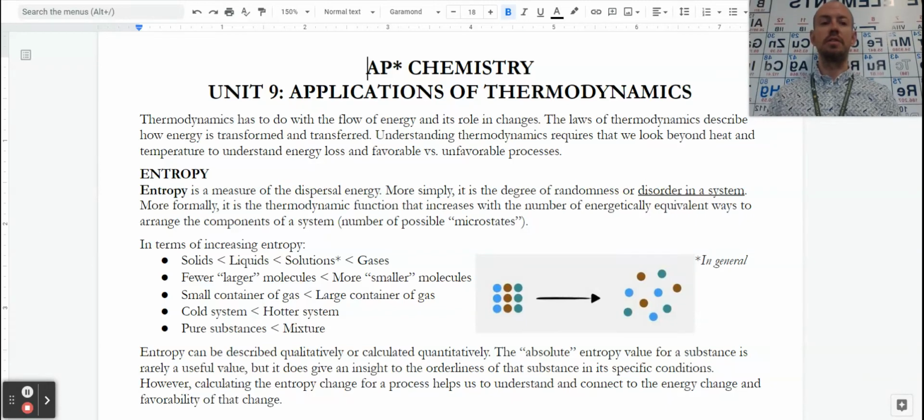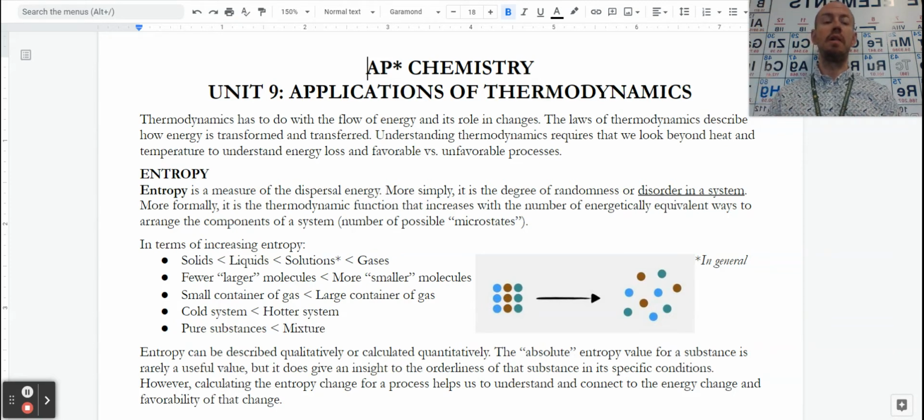This last unit talks about the ways that we can apply the laws of thermodynamics to understanding chemical reactions in different ways. So, thermodynamics is all about the flow of energy and how it can cause physical and chemical changes to happen or not happen. There are several laws of thermodynamics, starting with the Zeroth Law. And the nice thing is, we don't have to know them by name.